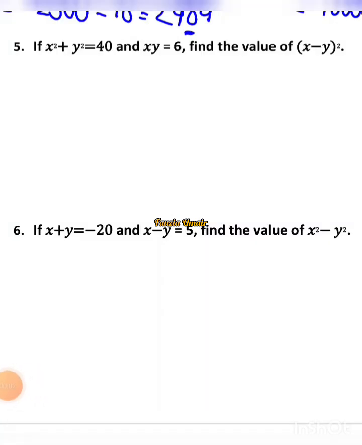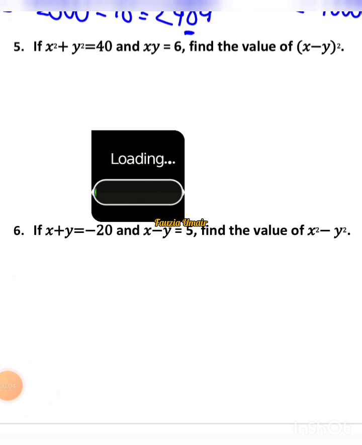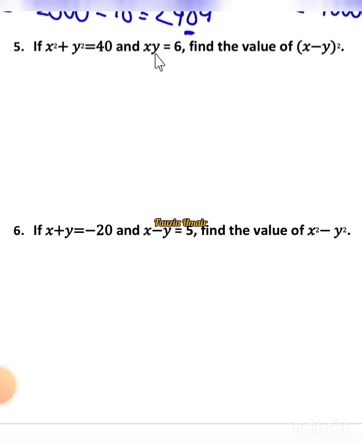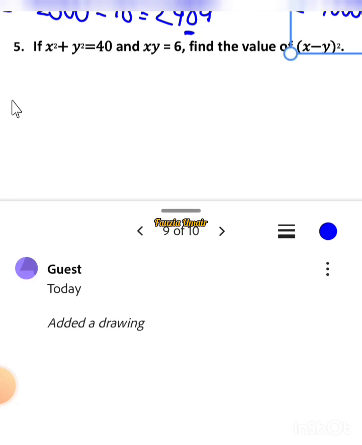Moving on to the next type of questions. So this is basically also evaluation questions if you look closely. This is: if x square plus y square is equal to 40 and xy is equal to 6, find the value of x minus y whole square. So basically I know xy as well as x square plus y square, and I have to find x minus y whole square. So basically which formula is this?